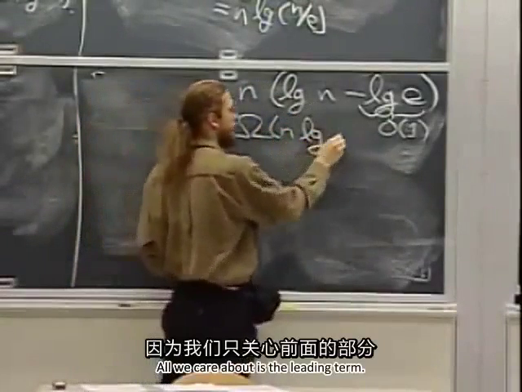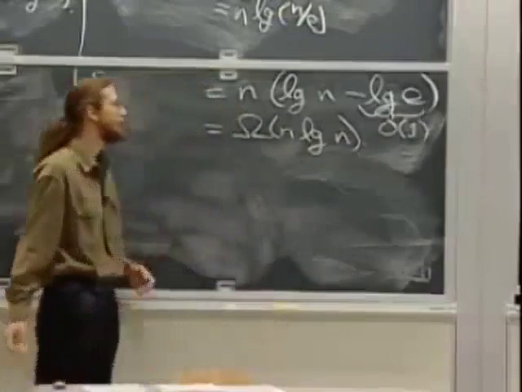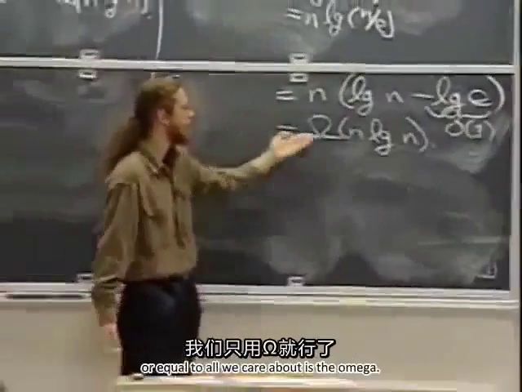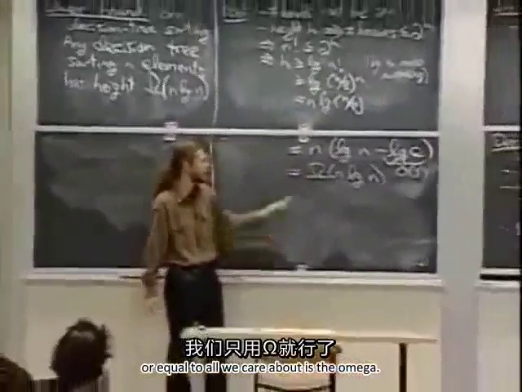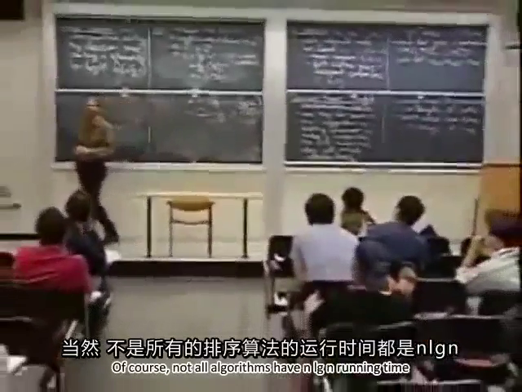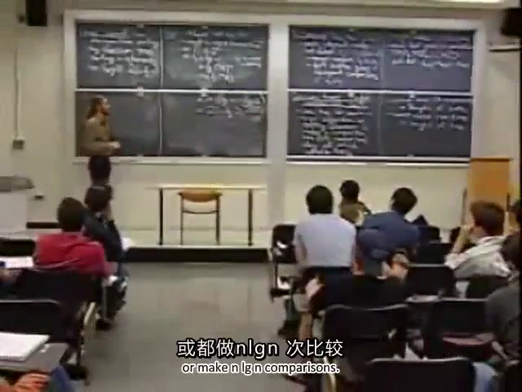All we care about is the leading term. It's actually theta n log n, but because we have a greater than or equal to, all we care about is the omega. A theta here wouldn't give us anything stronger. Of course, not all algorithms have n log n running time or make n log n comparisons.